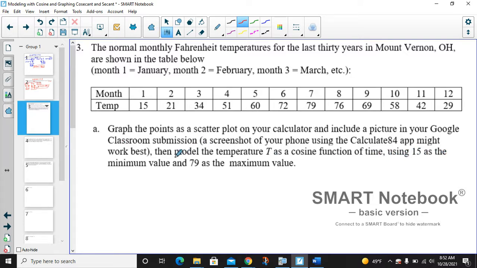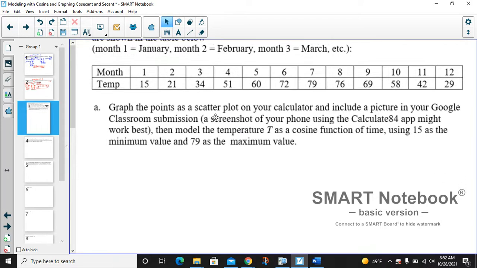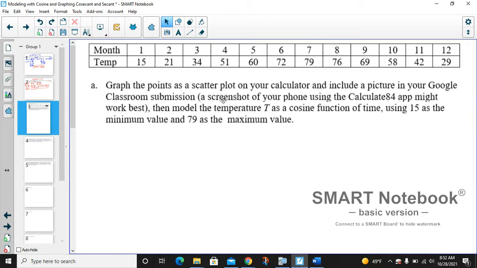All right, so now it says, then model the temperature T as a cosine function of time using 15 as the minimum value and 79 as the maximum value. Okay, so now we are definitely going to want to find our A, B, C, and D again, okay? But it doesn't give us everything the exact same way as it did in the last couple of problems, so we have to figure a couple of things out.